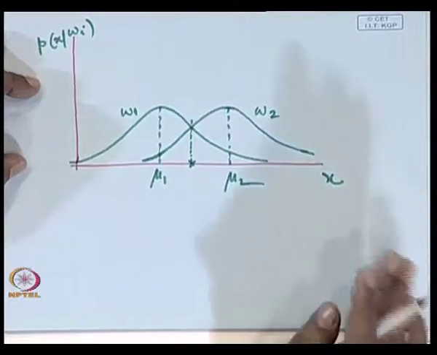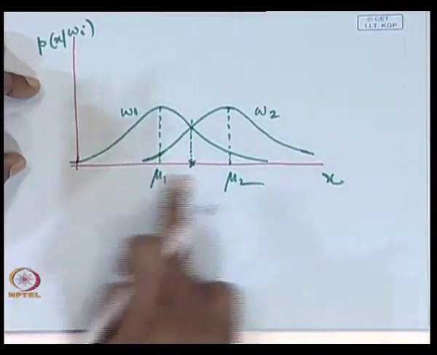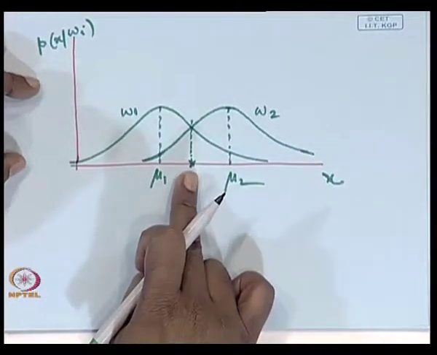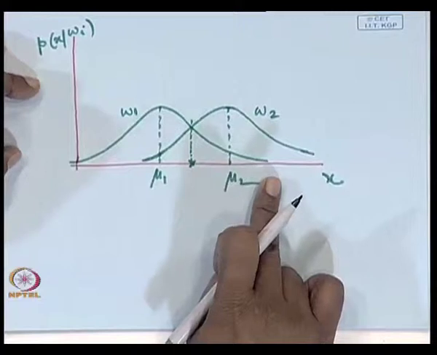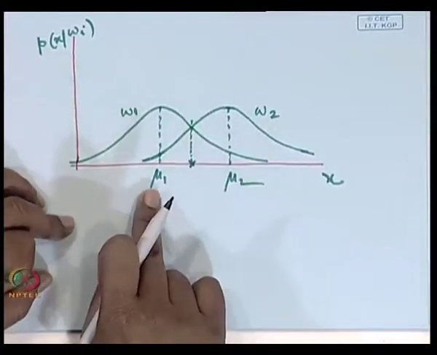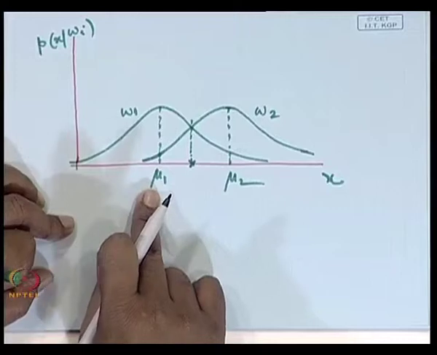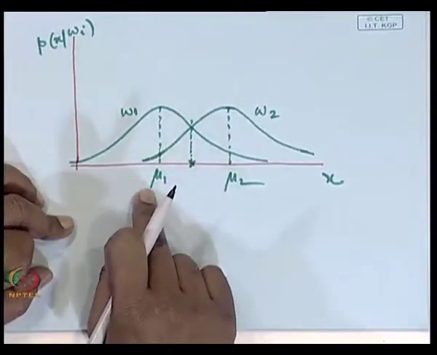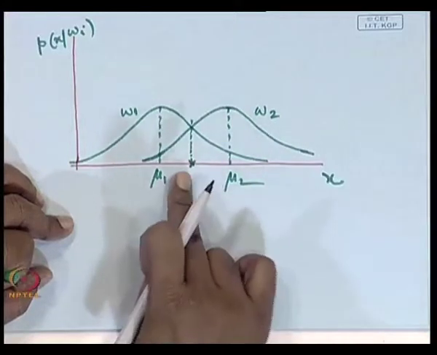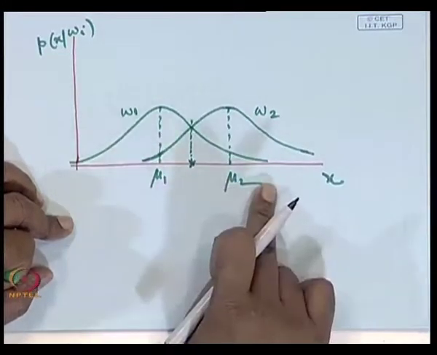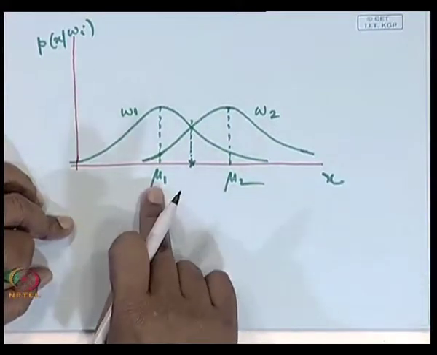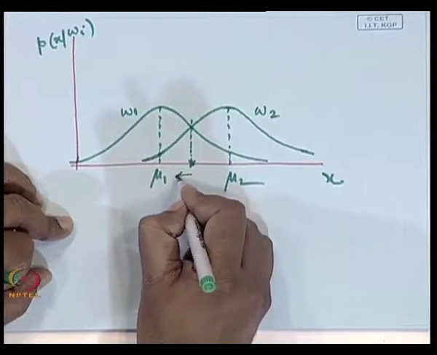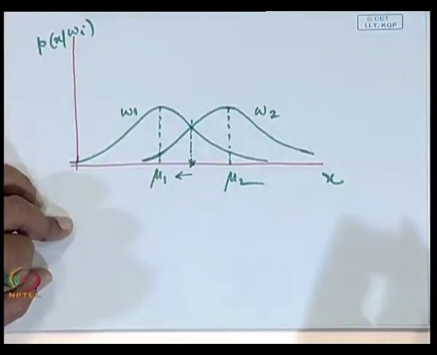If the a priori probability p omega 1 is more than p omega 2, then the decision surface will be pushed towards omega 2, that is, away from mu 1. If p of omega 1 is greater than p of omega 2, this decision surface will be pushed away from mu 1. If p of omega 1 is less than p of omega 2, then the decision surface will be pulled towards mu 1. Okay.